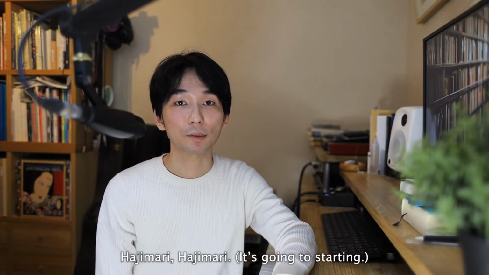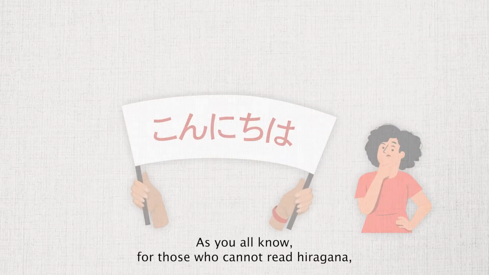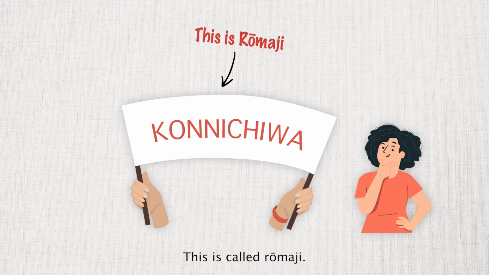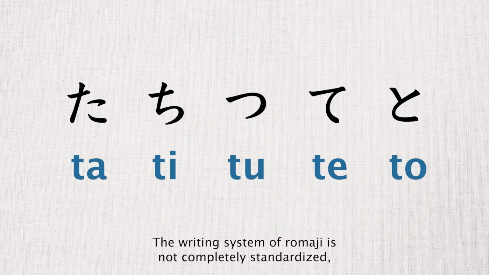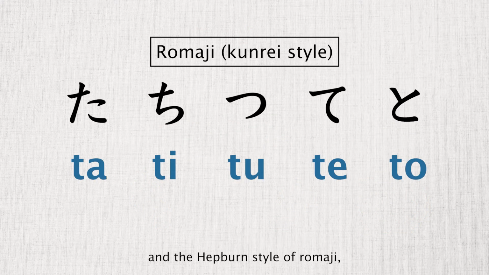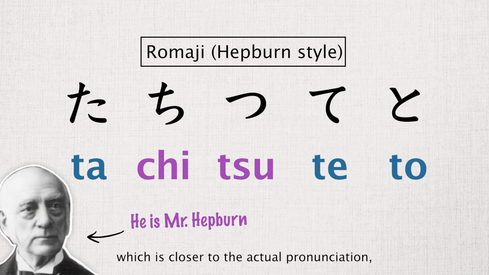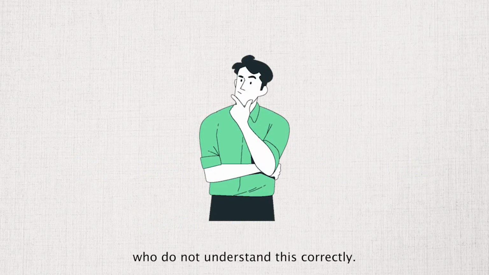始まり, 始まり. As you all know, for those who cannot read hiragana, the Latin alphabet is used to read Japanese. This is called romaji. The writing system of romaji is not completely standardized, and the Hebon style of romaji, which is closer to actual pronunciation, is the most common internationally, but it should be noted that there are many Japanese who do not understand this correctly.